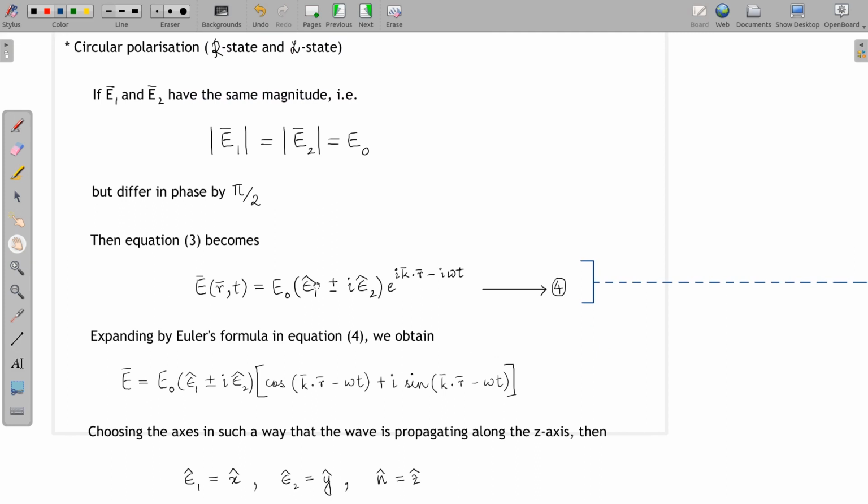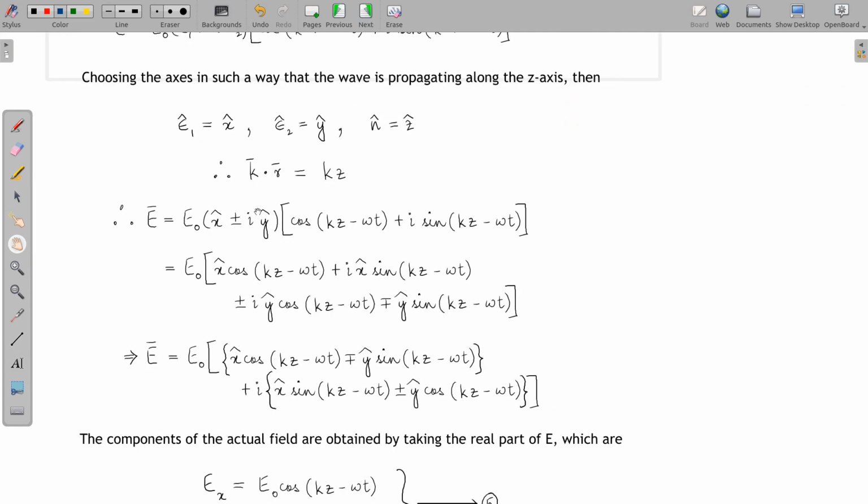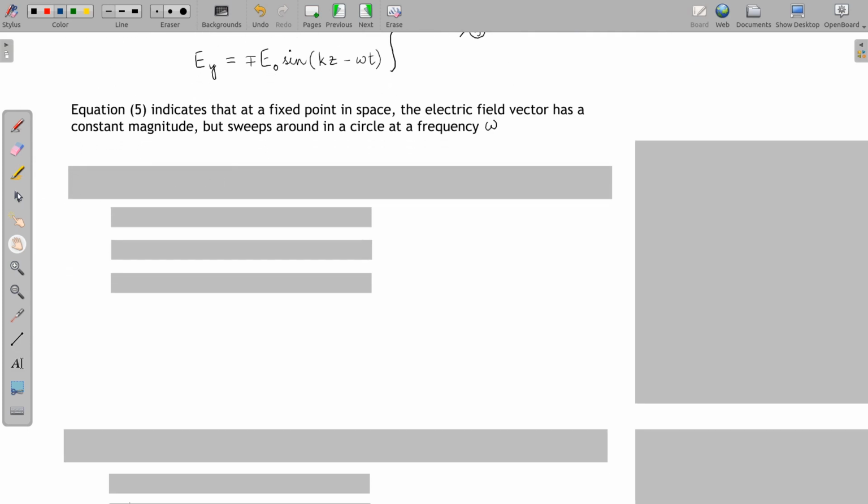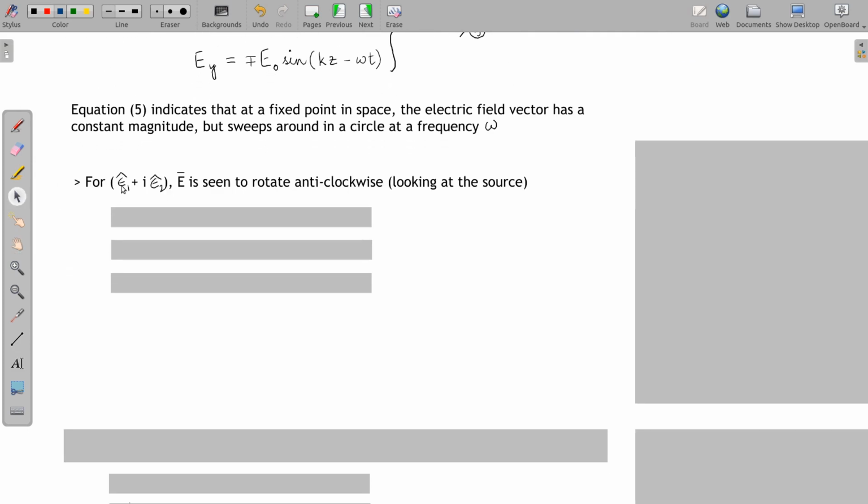So we have two possibilities, either epsilon 1 plus i epsilon 2 or epsilon 1 minus i epsilon 2. So these are the two possibilities. Let's take the first possibility, epsilon 1 plus i epsilon 2. Then we find that the electric field will be seen to rotate anti-clockwise. That is, if you look at the source, the electric field will seemingly rotate in the anti-clockwise direction.